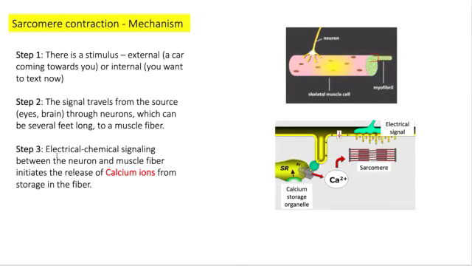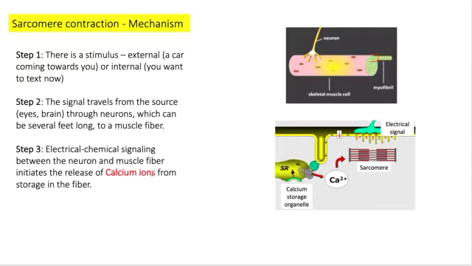Then at the muscle fiber, there is electrical communication to the end of the neuron, then chemical communication between the neuron and the muscle fiber, and the chemical that is communicating with the muscle fiber is acetylcholine, which you will hear about later when we get into the nervous system. And that acetylcholine triggers an electrical signal to be generated inside of the muscle fiber, which then leads to this part. The muscle fiber initiates the release of calcium ions from storage inside the muscle fiber.